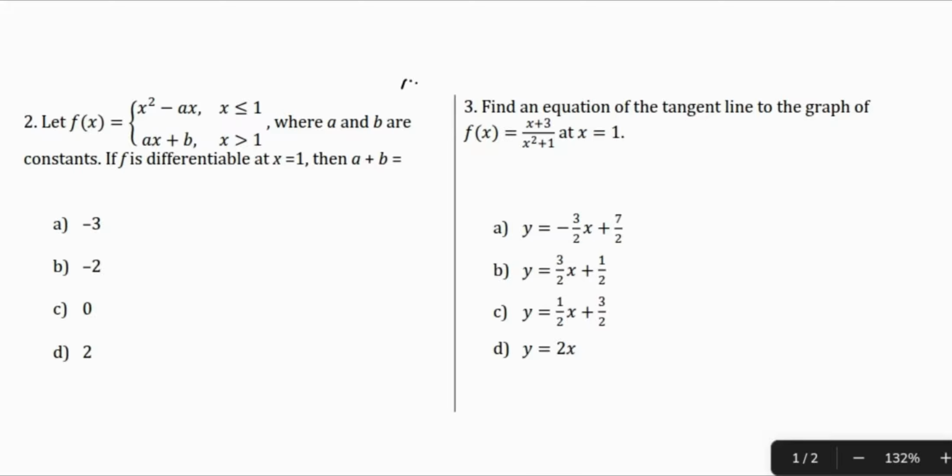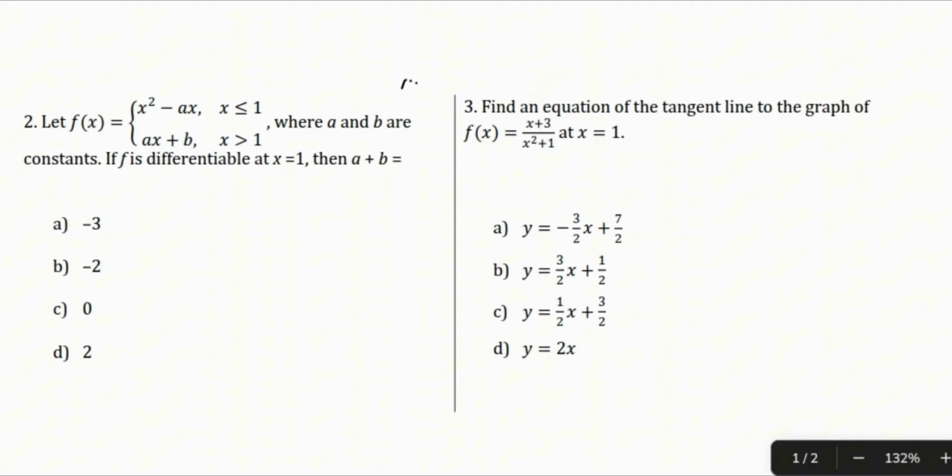So, this first question: let f of x equal x squared minus ax when x is less than 1, and ax plus b when x is greater than 1, where a and b are constants. If f is differentiable at x equals 1, then a plus b equals.